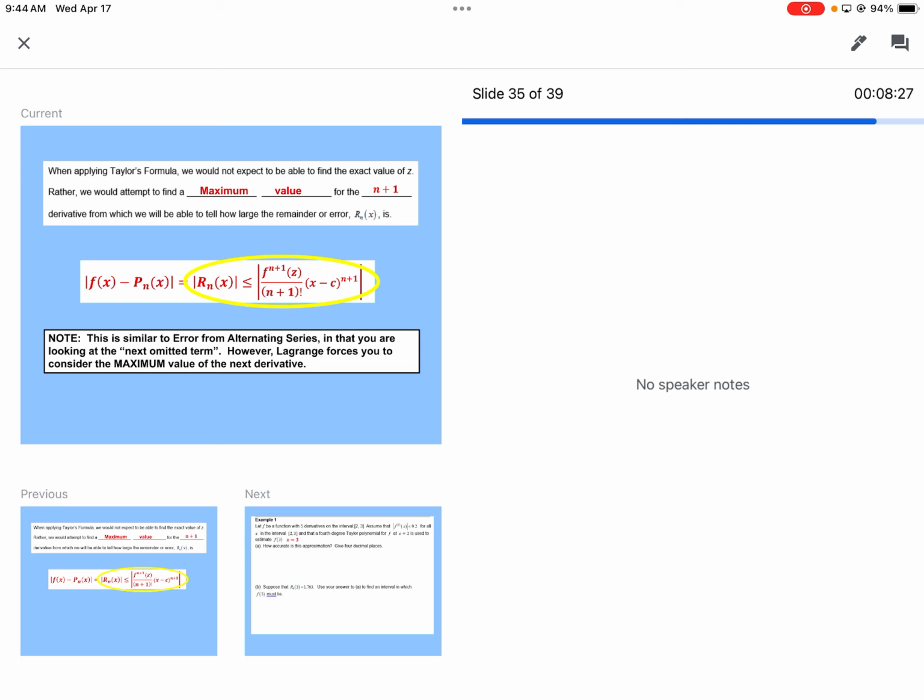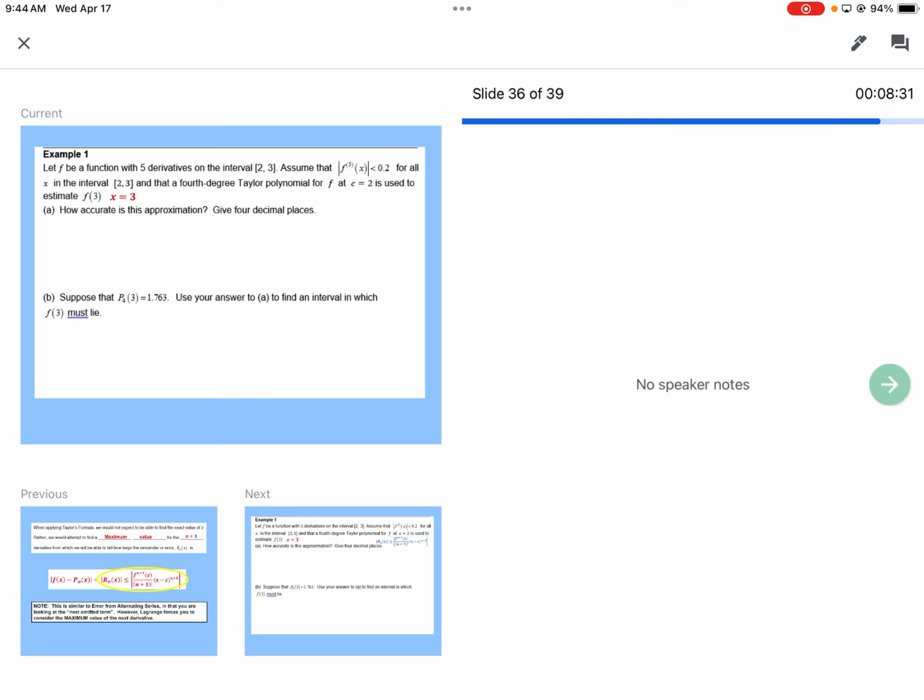All right, we ready to try this? We're going to get this under control, and we're going to feel fine about it. All right, so in example 1, let f be a function with 5 derivatives on the interval 2 to 3. Assume that, oh look, let's look at this notation. That little f to the 5th of x, what is that? The 5th derivative of f of x. The absolute value of that is less than 0.2.